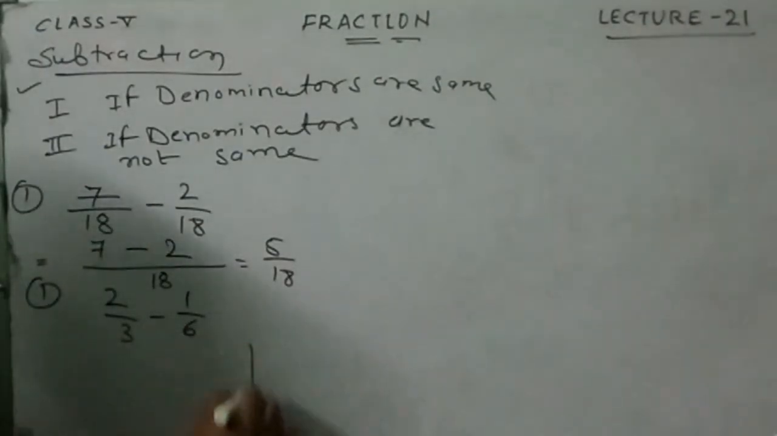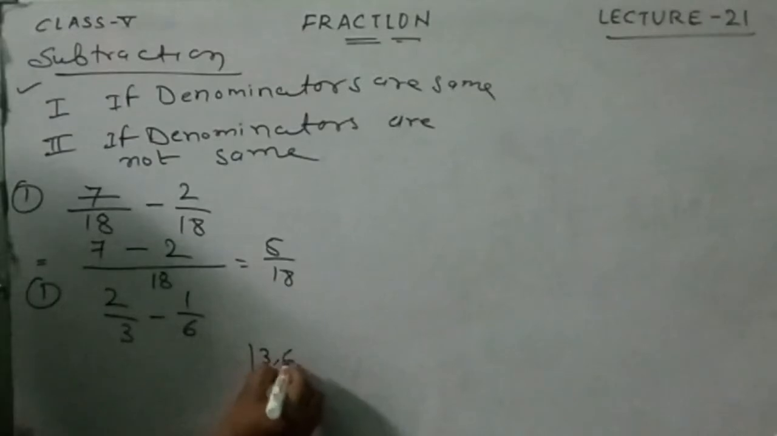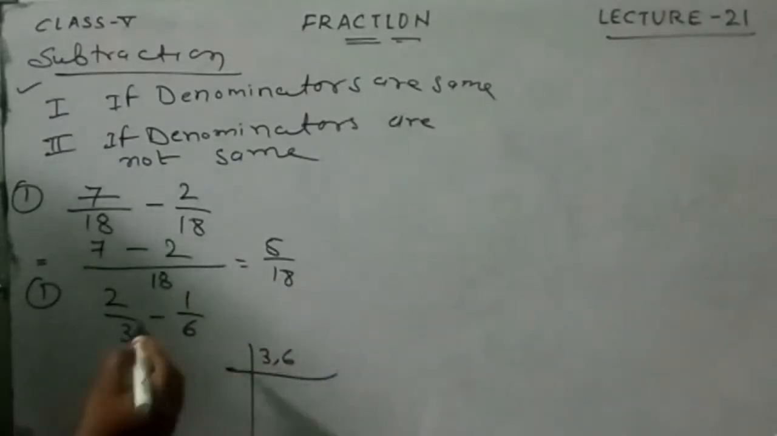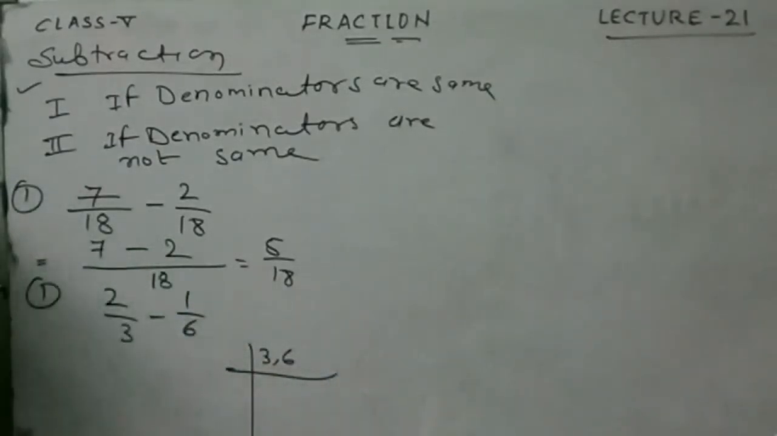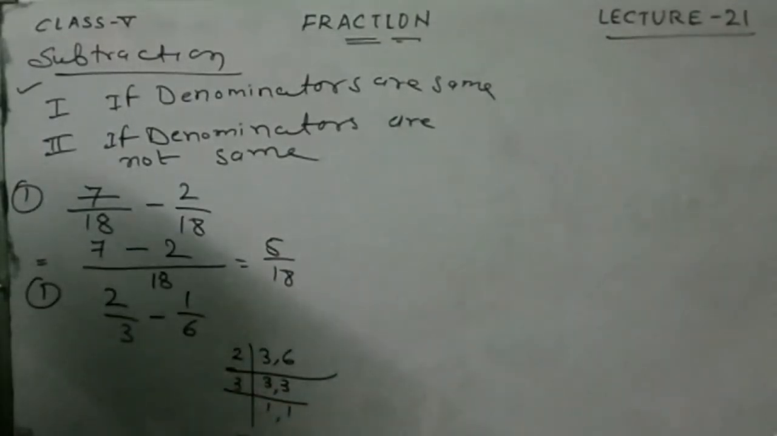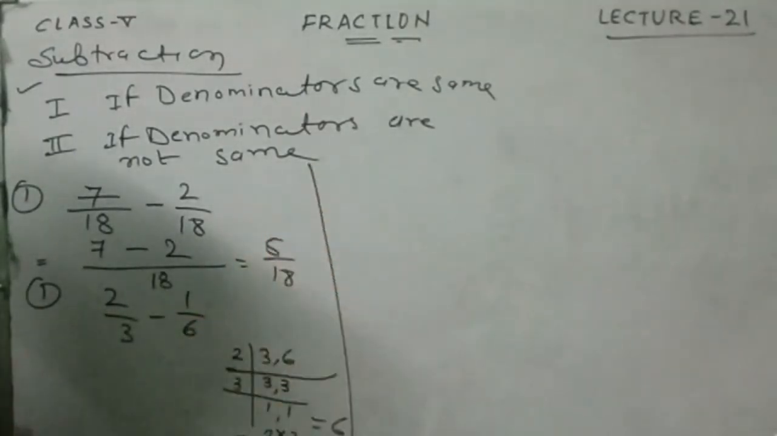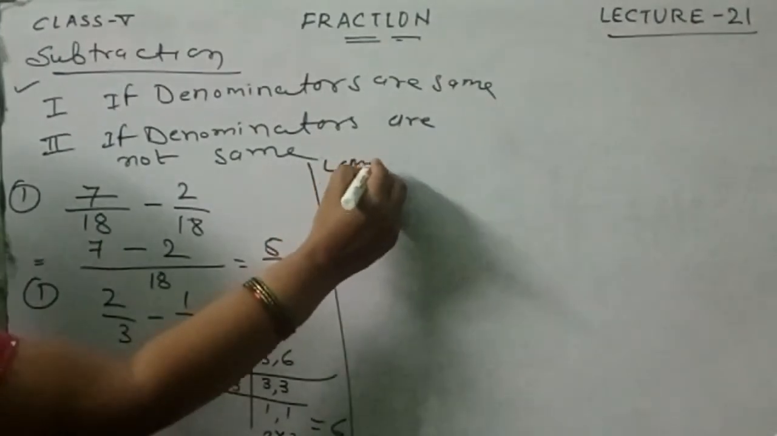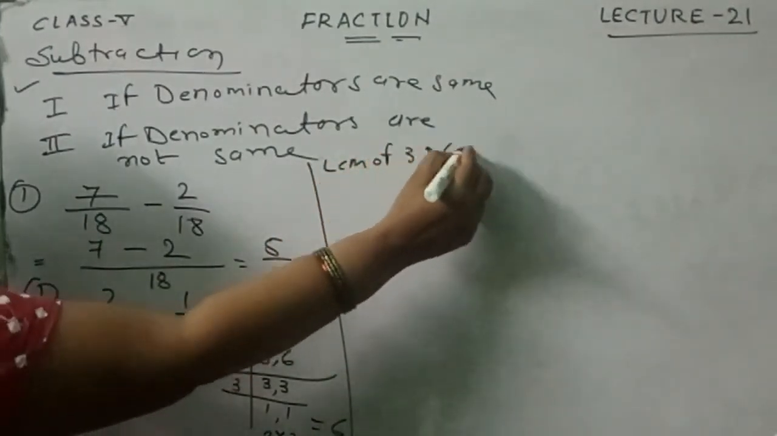So how to find the LCM? Write here 3, 6. Draw a line and read the table. We will always start with the small number. We have 2. 3 is not divisible, so as it is you will write, and 6 is divisible by 2, the 2 3s are 6. Then next number 3, 3 1s are 3, 3 1s are 3. So what is the LCM here? 2 into 3, that is 6, means the LCM of 3 and 6 is 6.